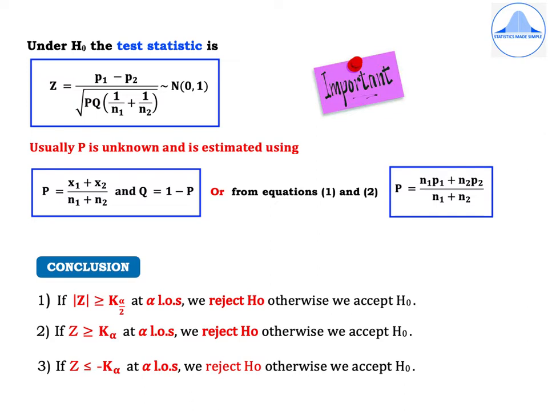And the third one, that is for a left-tailed test, you have to check if Z is less than or equal to minus K alpha at alpha level of significance, then we reject H0, otherwise we accept H0.